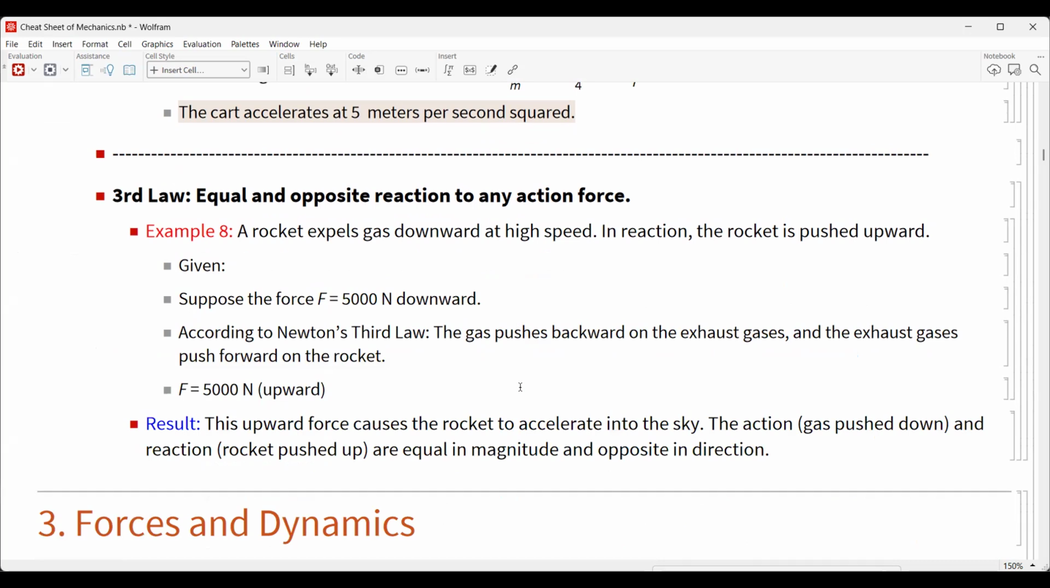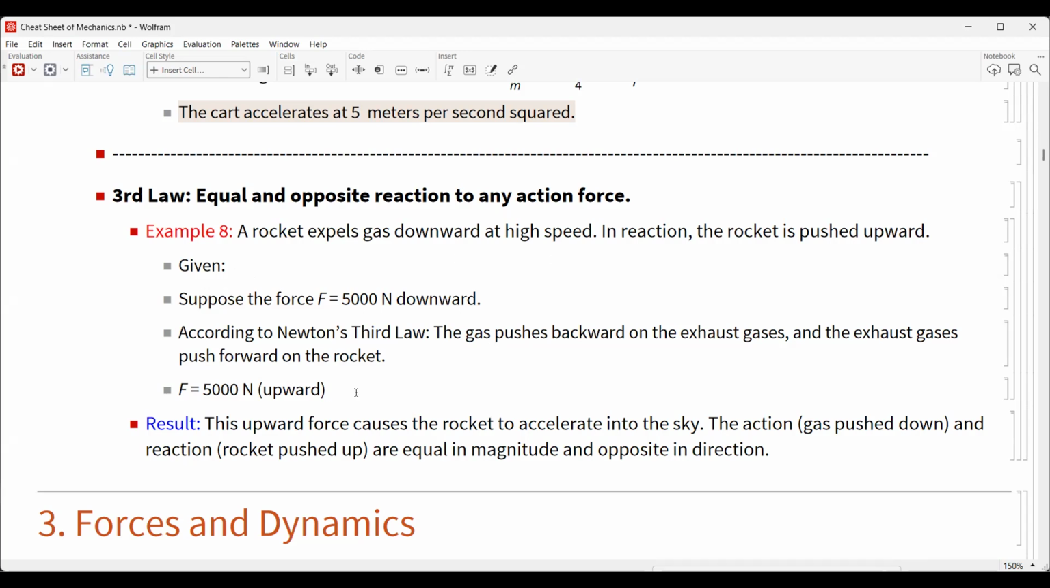Okay, third law: equal and opposite reaction to any action force. So a rocket expels gas downward at high speed. In reaction, the rocket is pushed upward. So we have the given here. Suppose the force is equal to 5 newtons downward. According to Newton's third law, the rocket pushes backward on the exhaust gases, and the exhaust gases push forward on the rocket. So the force here is equal to 5 newtons upward.